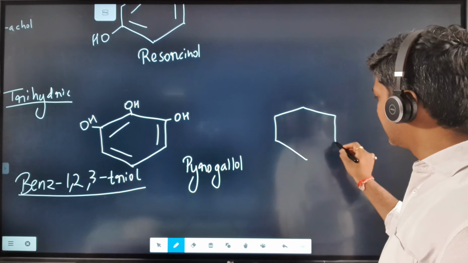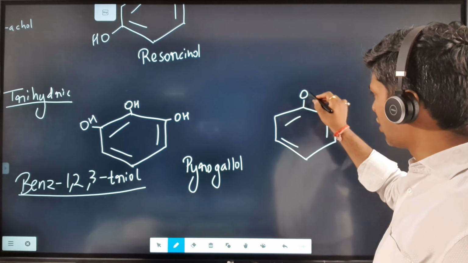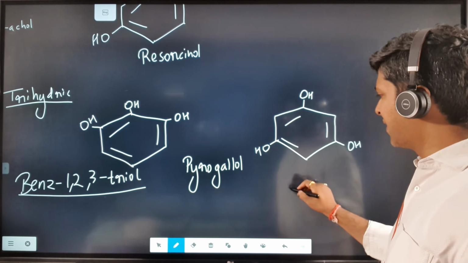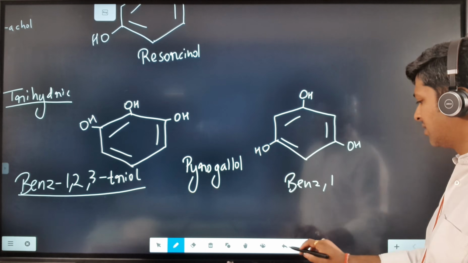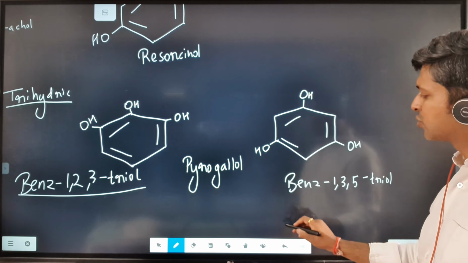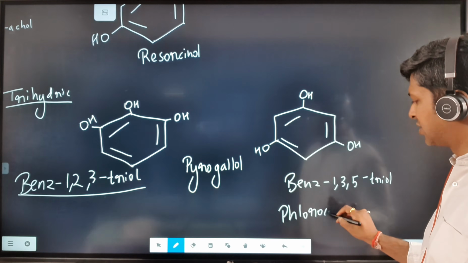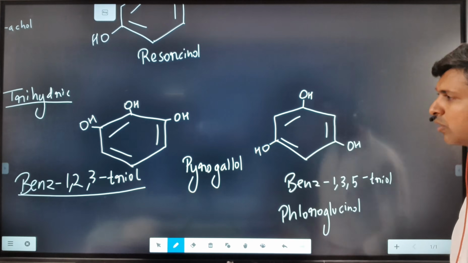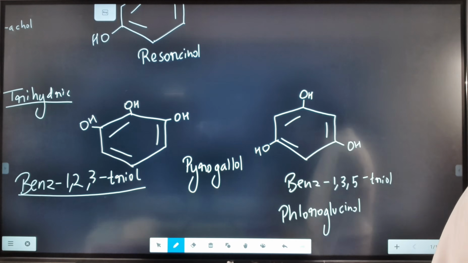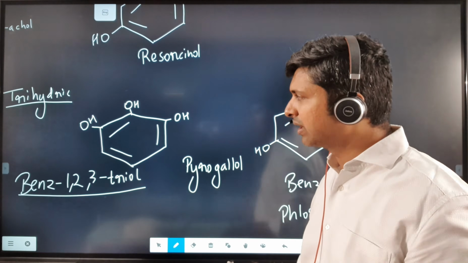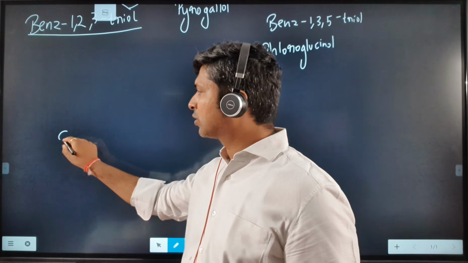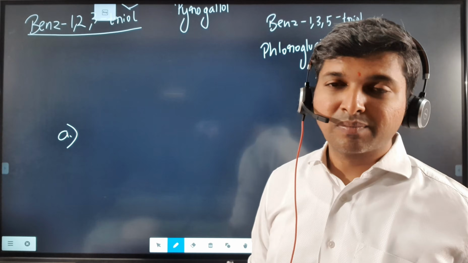Another trihydric phenol in front of you is phloroglucinol, which is Benz 1, 3, 5 triol. So Benz 1, 2, 3 triol and phloroglucinol are the examples of trihydric phenol. Here we are done with the classification of phenol. Quickly we'll jump to the preparation of phenols.